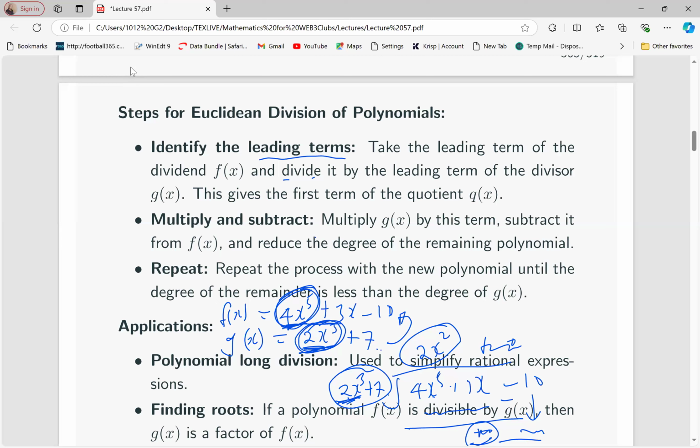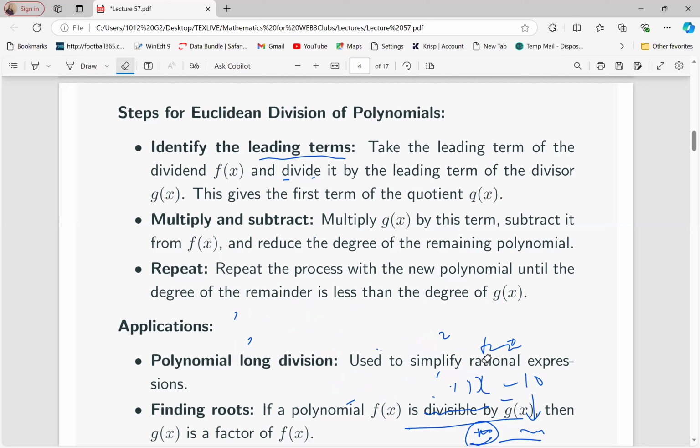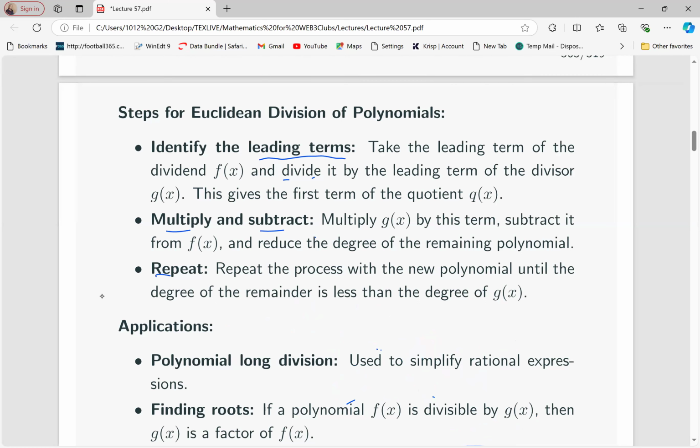So those are the steps I was explaining there. You can see the first one: identify the leading term, then find out how many times the leading term of the divisor goes into that of the numerator. And then you will multiply and subtract, and bring the next term down. Then you repeat the steps until the remainder is 0, or until the degree of the remainder is less than that of g of x.